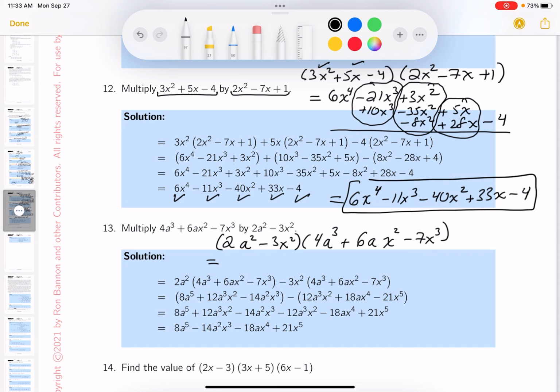2a squared times 4a cubed is going to be 8a to the fifth, plus 2 times 6 is 12. a squared times a is a cubed, and I get an x squared. 2a squared times minus 7x cubed is minus 14, and that would be a squared x cubed. All right, I just did the 2a squared. Now I'm going to do the minus 3x. What do you get? You're going to get minus 12 a cubed x squared. I'll write that down.